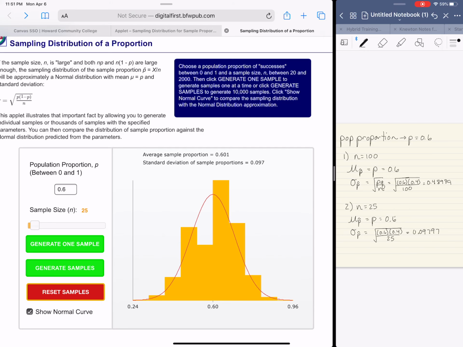All right, I hope this helps you understand sampling distributions for proportions.